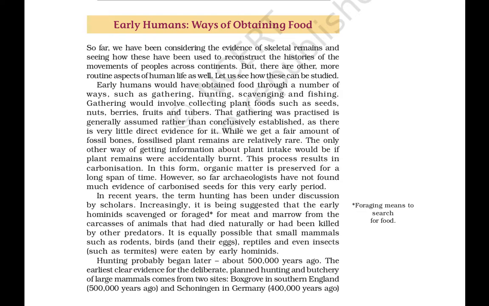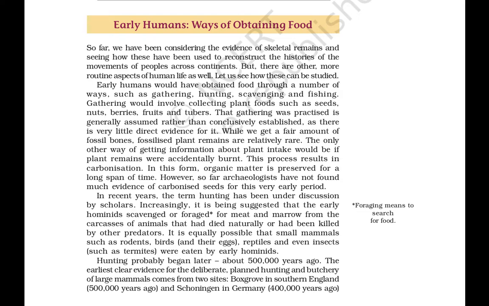The only other way of getting information about plant intake would be if plant remains were accidentally burnt. This process results in carbonization. In this form, organic matter is preserved for a long span of time. However, so far archaeologists have not found much evidence of carbonized seeds for this very early period.